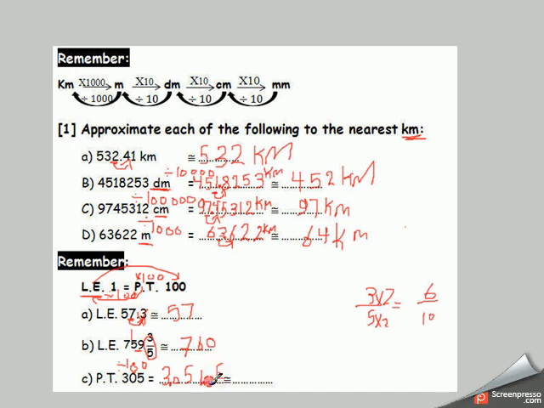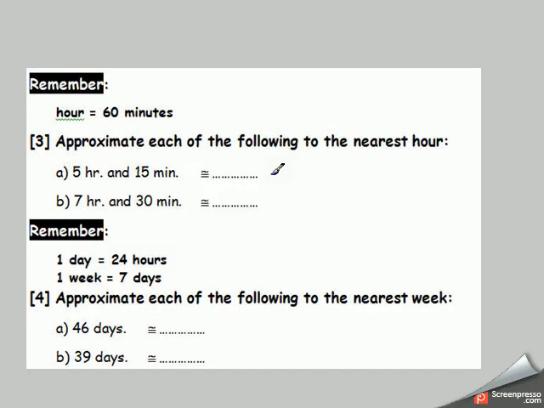When I approximate to the nearest pound, mister, I should look at the unit digit. The unit digit here is 3 and the previous digit is 0. 0 is weak, so it will be 3 pounds. Okay, I understand, mister. Thank you.